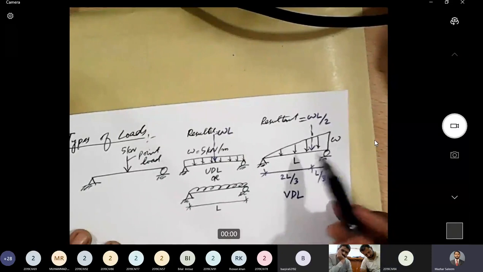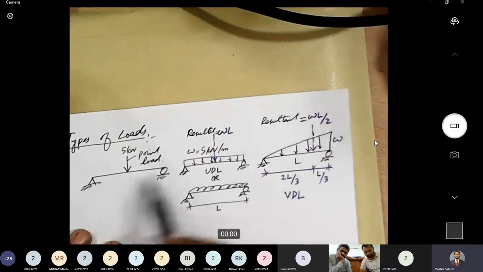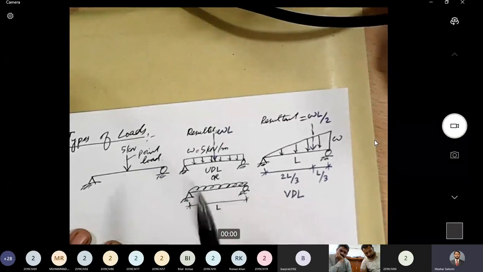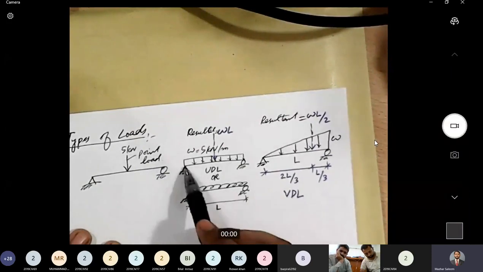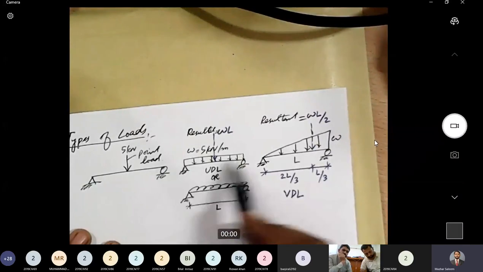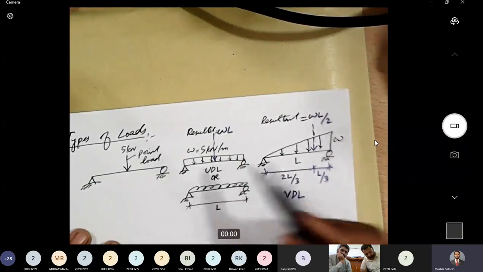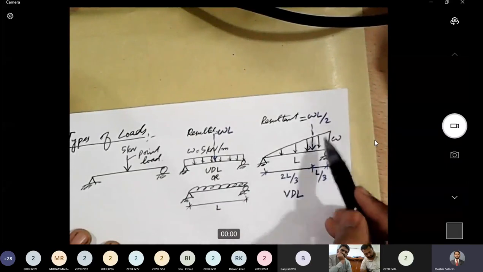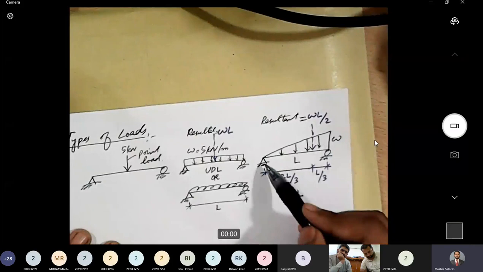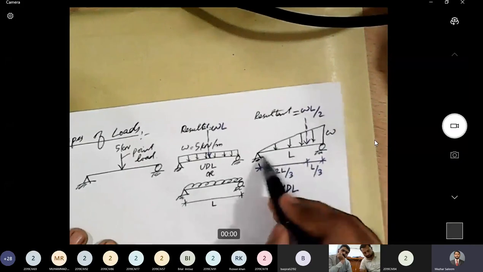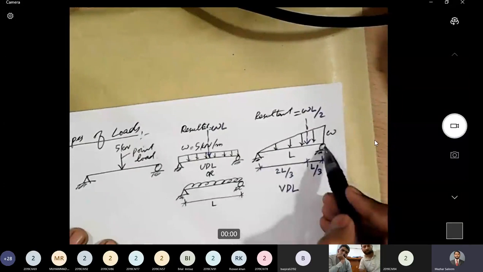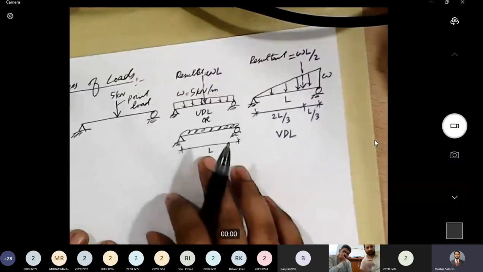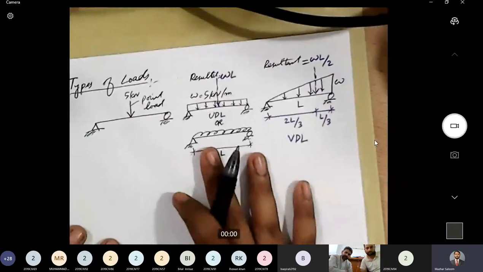Okay, right? And practically these loads may be present, like if we have a beam and there is a column resting on the beam, then that is the example of a point load. If we have a wall over a beam, that is an example of a UDL, sorry, uniformly distributed load. And let's say we have a wall whose height is changing along the length of the beam, or we have some sand or any material whose height is changing along the length of the member, then that will give us a VDL. So these are the three types of loads that we will be dealing with.